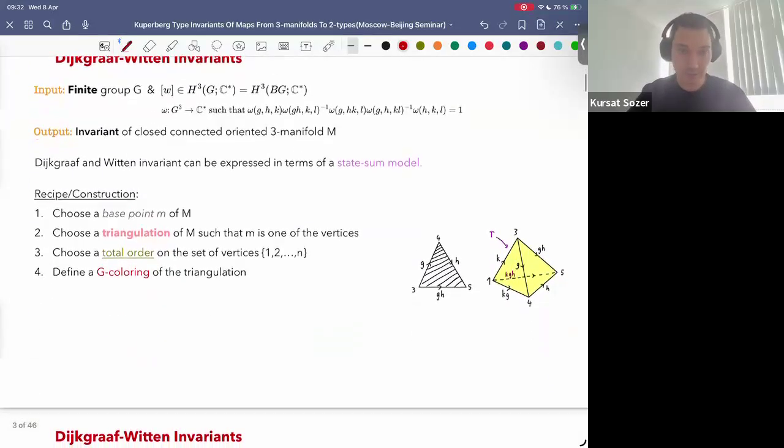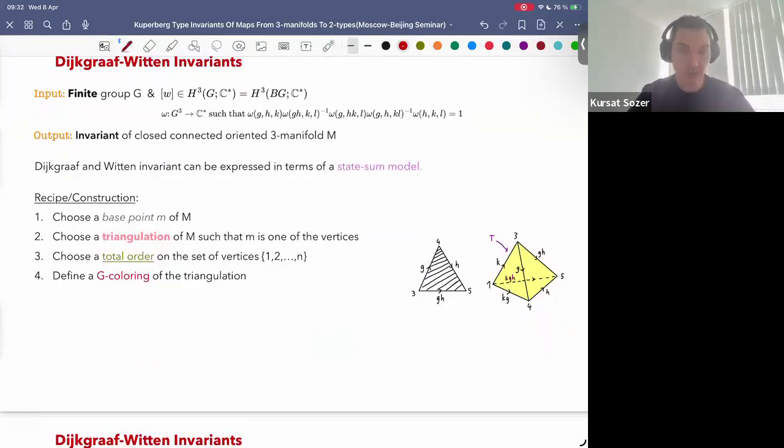Let's recall how this invariant is constructed. What are the steps of the construction? There are alternative approaches, but I will start with the motivation for our work. I will start with the state sum model, since this invariant can be derived as a state sum.